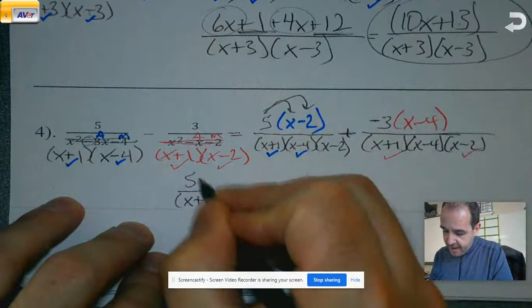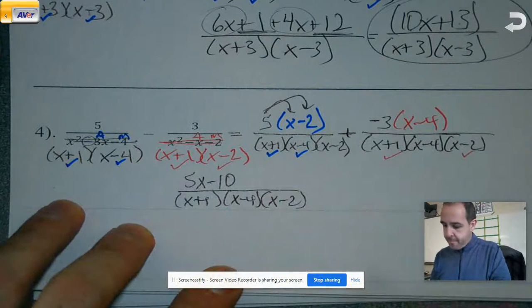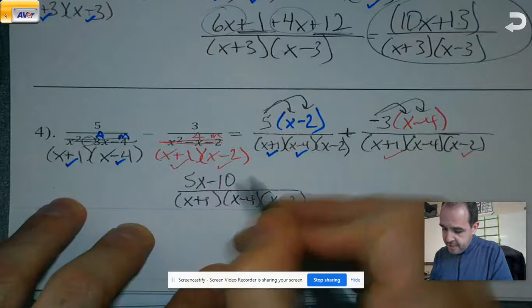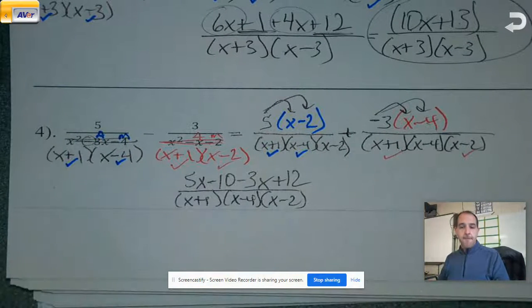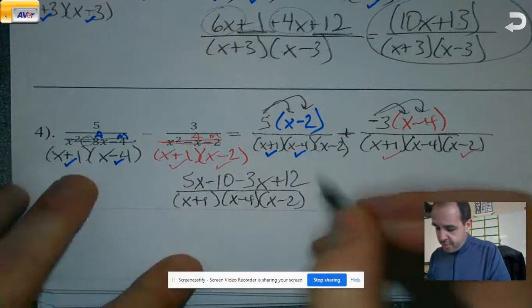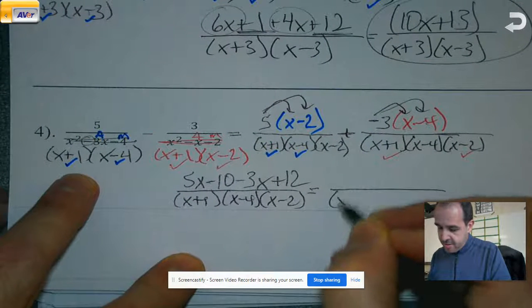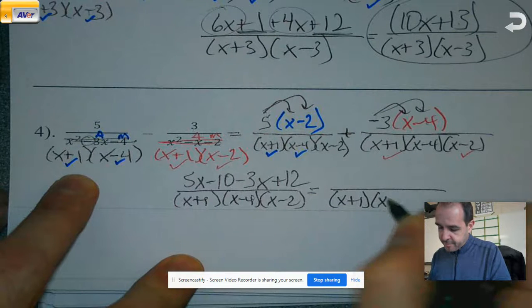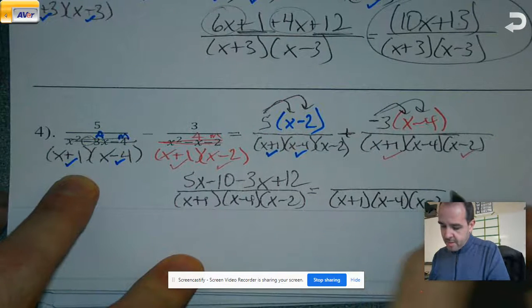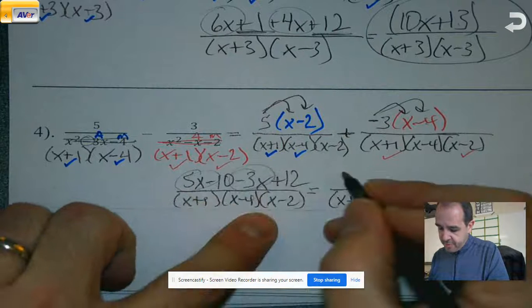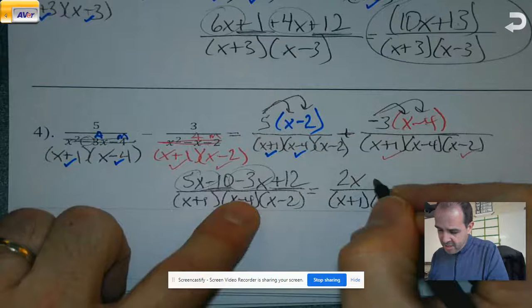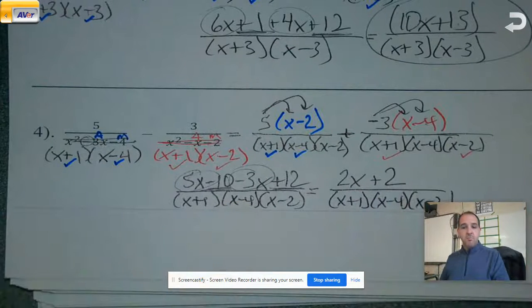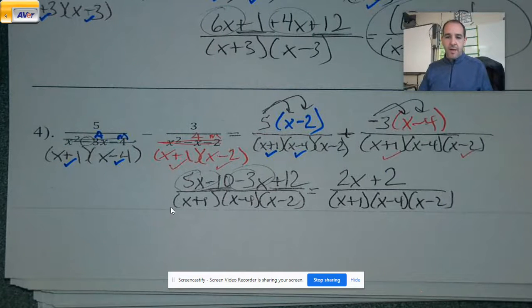Let's clean this up. 5x minus 10. Negative 3x, negative times negative is plus 12. Put the stuff that's alike together. Let's see here. 5 minus 3 would be 2x. Negative 10 plus 12 would be plus 2. You're like, Hardy, your head's getting in the way. Okay, just a minute. Let me move me. There we go.